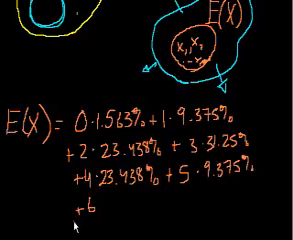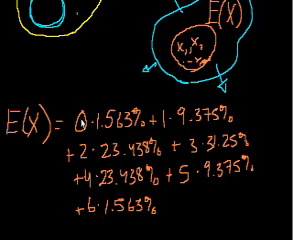Let's see, I get all heads 1.563% of the time. And that makes sense again because all heads should be just as likely as all tails, right? All tails is the same thing as no heads.